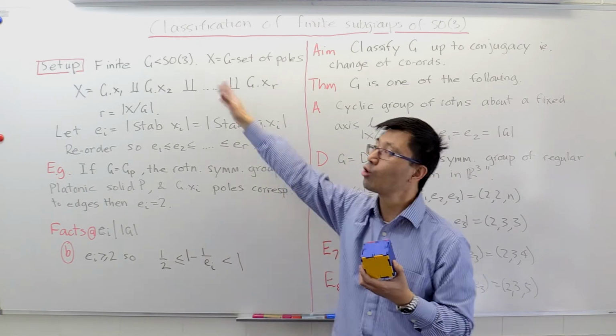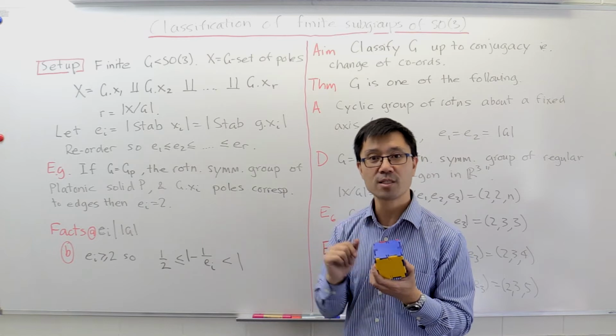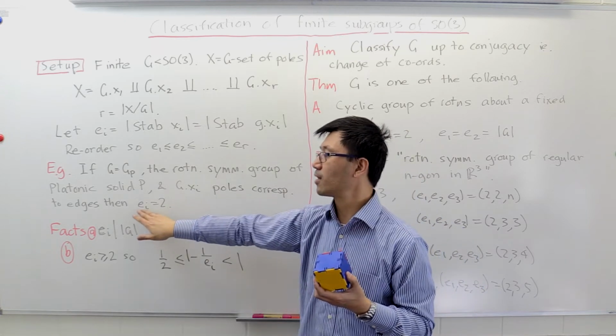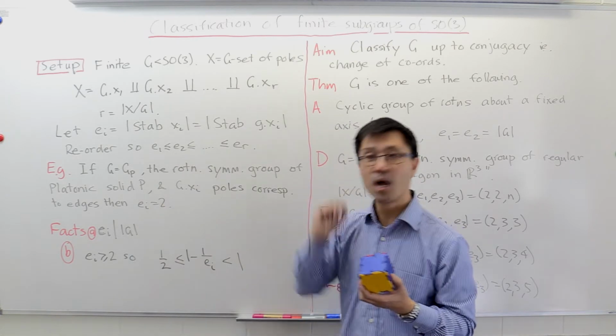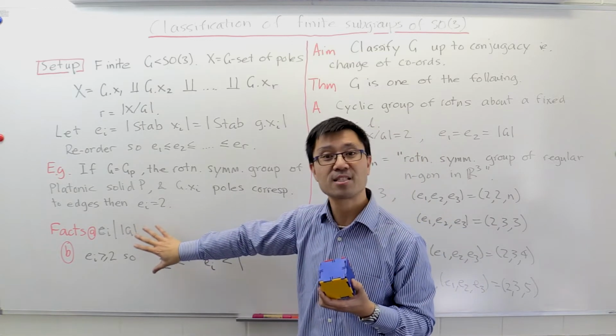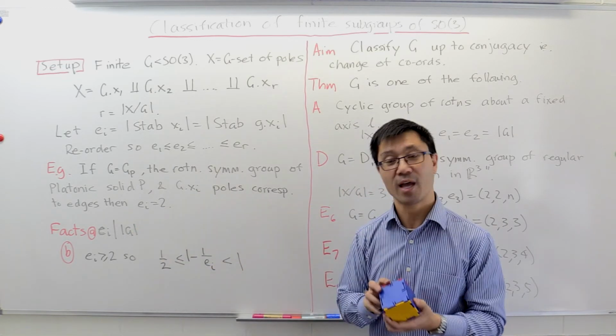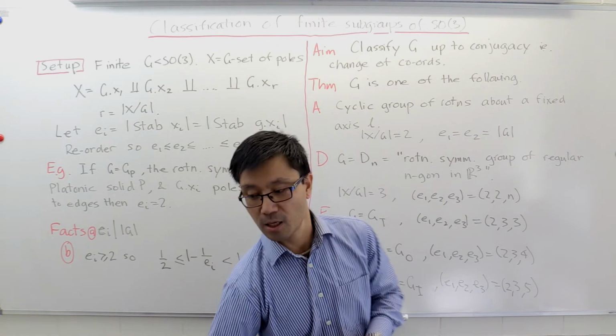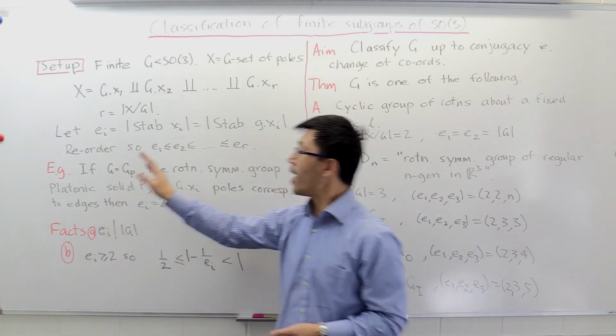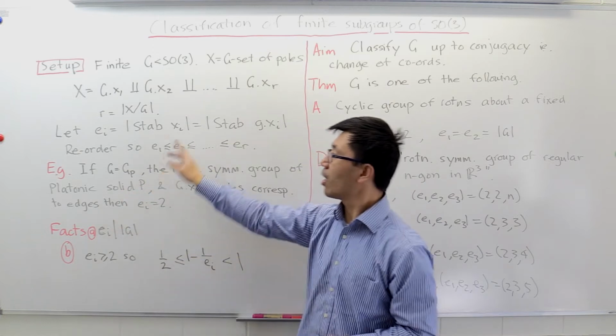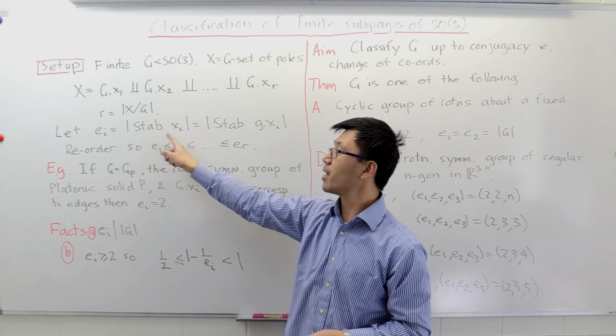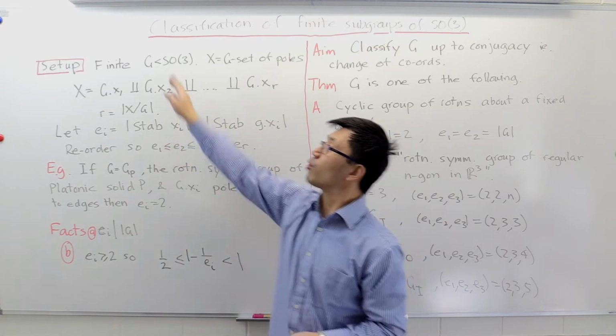So of course, from the group, you can't distinguish faces from vertices, but the edges will be marked out by the fact that this I equals 2. Okay, so let's have a little look at some basic facts concerning our data that we have here. So the first one, e_i is the order of some subgroup, the stabilizer of x_i, some subgroup of G.